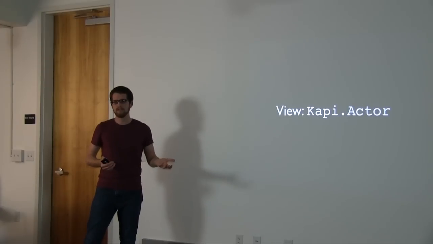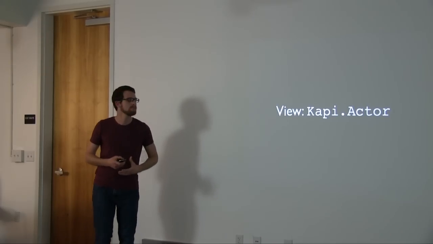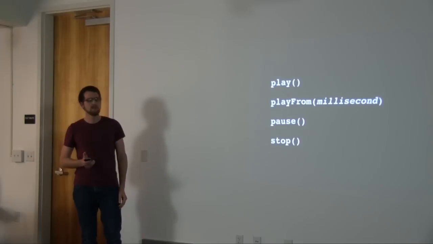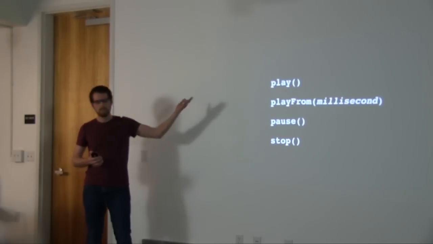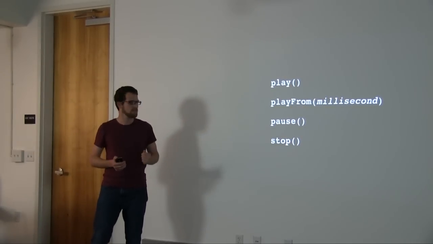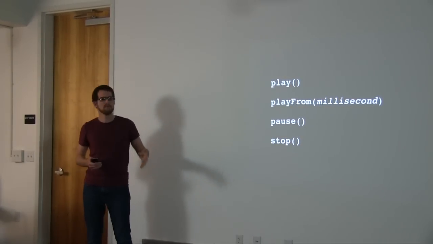All Kapi.actor does is it wraps either a canvas drawing function for the HTML5 canvas, or it wraps a DOM element. And then we just have some miscellaneous controller type functions, play from, so you can just control when it starts, pause and stop. There's a few more, but these are the biggest ones.